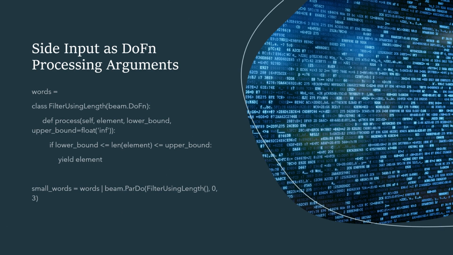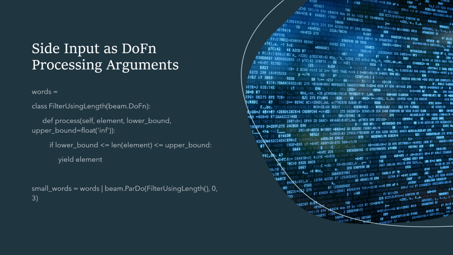All right, let's look at an example. So here we've defined our input PCollection, words. We've defined our class, FilterUsingLength, and passed in the required DoFn argument. In the process method, we passed in our usual arguments of self and element. But as you can see, we passed two additional arguments, and these are our side inputs. We're returning the elements that meet the condition that the element is between the two bounds that must be provided during the function call. We're using this to filter out elements of a specific size.